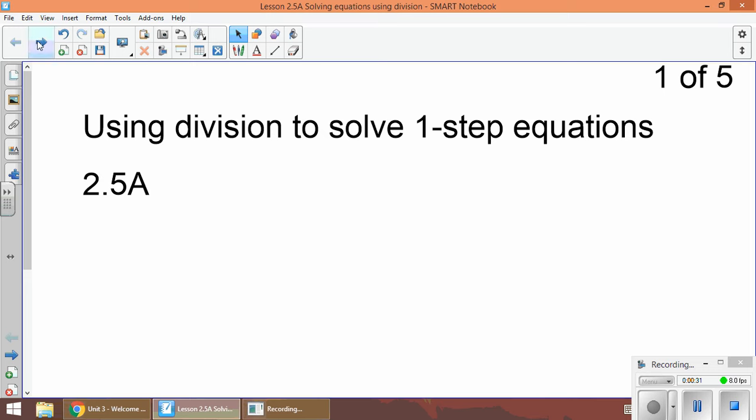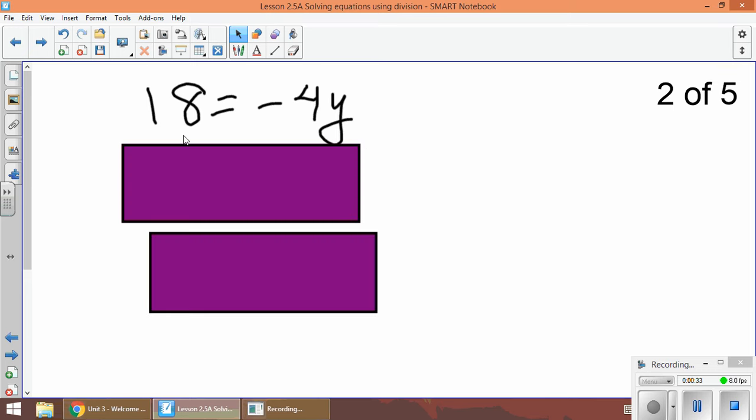All right, so here we are. Example number 1. So using the same process as adding and subtracting, we're going to take a look at the equation 18 is equal to negative 4y. So the relationship in here between the negative 4 and the y is multiplication, negative 4 times y. So the inverse of multiplication is division. So once again, the goal is to isolate the variable. How? Using the inverse operation. So the inverse of timesing y by negative 4 is to divide y by negative 4.